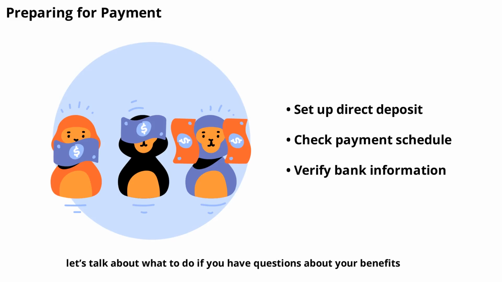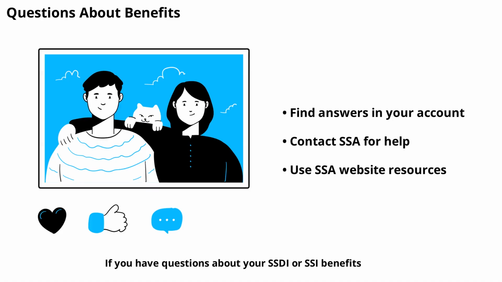Next, let's talk about what to do if you have questions about your benefits. If you have questions about your SSDI or SSI benefits, your online account is a great resource. You'll find detailed information about your payments, eligibility, and more. If you need further assistance, contact the SSA by phone or visit your local office. There are also helpful FAQs and guides on the SSA website.